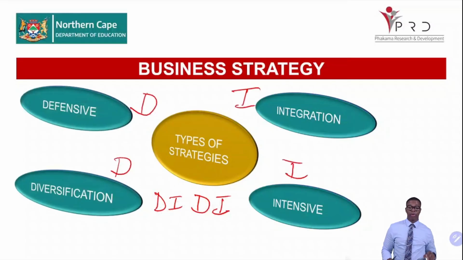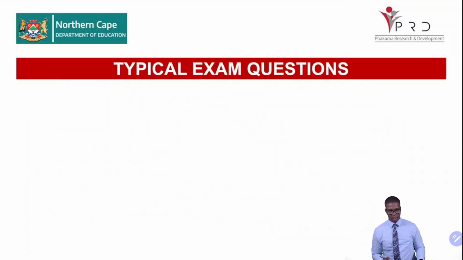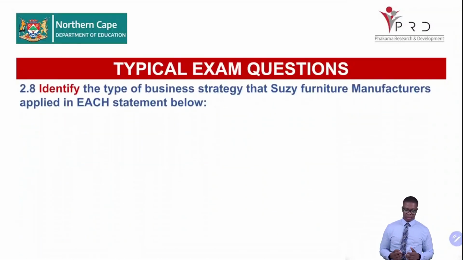D-I-T-I. So if you have your DD in mind, you have your 4 types of strategies, which are integration, intensive, diversification, and defensive. So those are your types of strategies. Now let us look into a typical question.